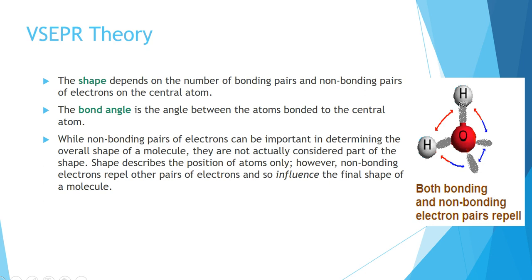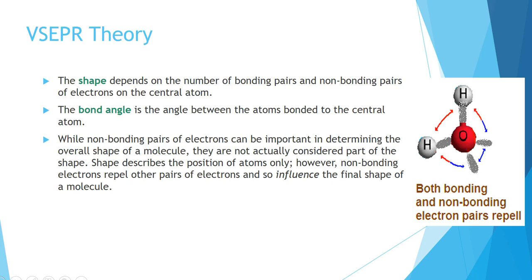When we're talking about bonding pairs, we're talking about the pairs that are shared between the atoms. And then the non-bonding pairs are those ones, when we draw our Lewis structures, that are paired up already and don't participate in a bond. So they're just those pairs of electrons that are sitting there around the central atom.